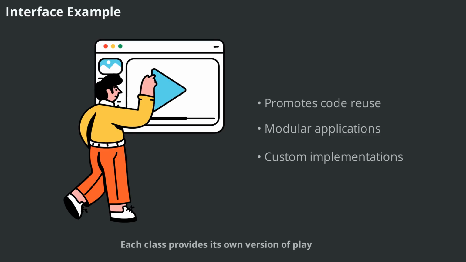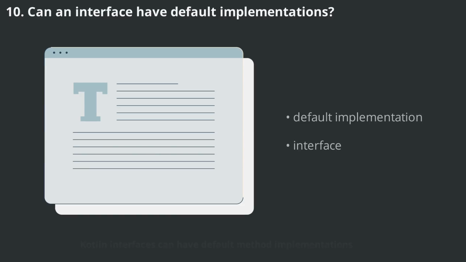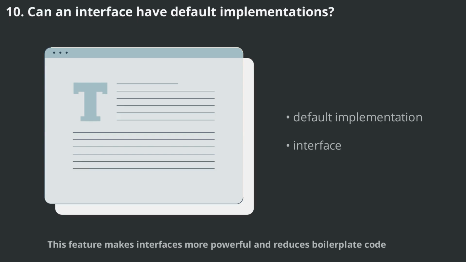Each class provides its own version of play, allowing you to use them interchangeably wherever playable is expected. This approach promotes code reuse and makes your applications more modular. Kotlin interfaces can have default method implementations. This means you can provide a standard behavior that implementing classes can use as is or override with custom logic. This feature makes interfaces more powerful and reduces boilerplate code, giving you the best of both worlds.